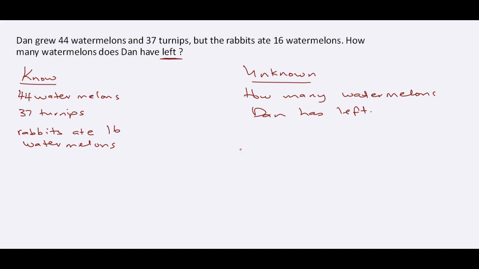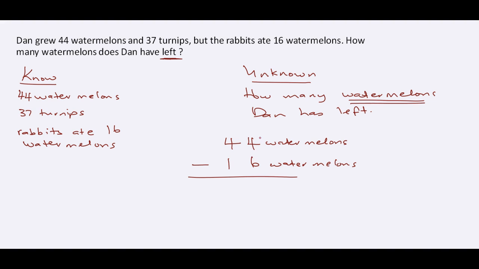So we have 44 watermelons because the focus of the question is on watermelons. We have 44 originally, and the rabbits ate 16. So now we subtract. 4 minus 6, we can't really do that, so we're going to borrow from this 4. This is left with 3, and now we have 14. 14 minus 6, we have 8. 3 minus 1, 2. So we have 28 watermelons left.